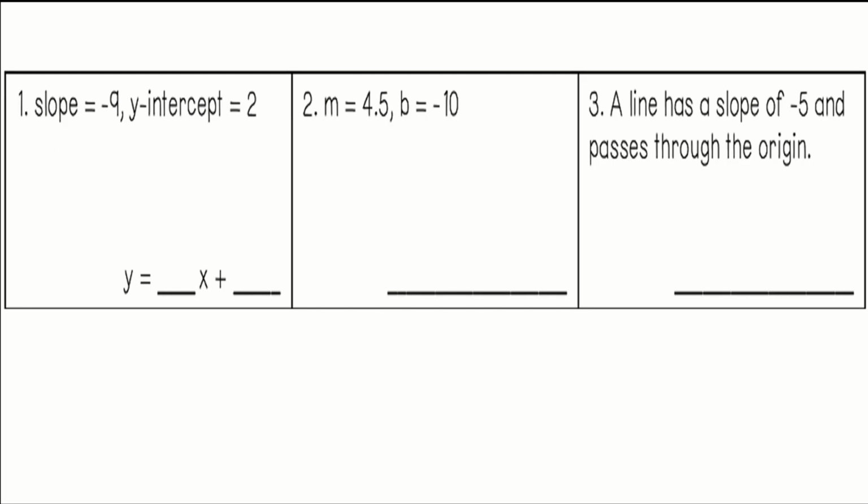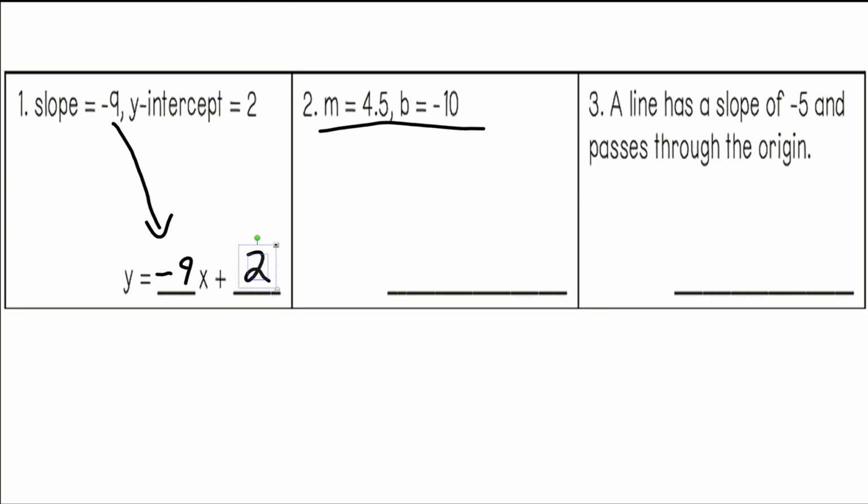So when we write an equation, all we're doing basically is filling in the blanks. The slope is the m value, that's the coefficient. So whatever our slope is goes in front of the x. The y-intercept is a constant. It's just tacked on at the end. We're going to put plus something, like +2 in this.